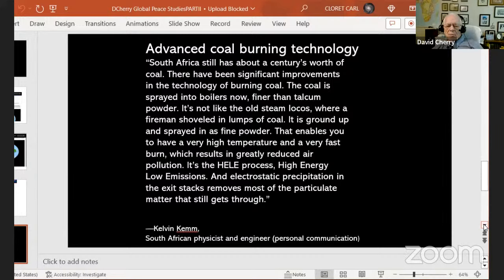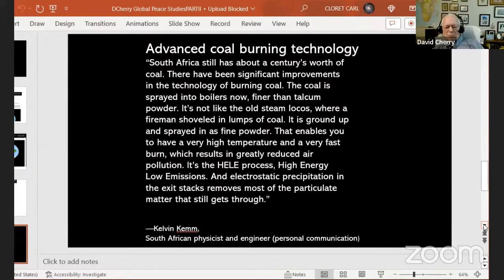I'll just read this. South Africa still has about a century's worth of coal. There have been significant improvements in the technology. The coal is sprayed into boilers now, finer than talcum powder. It's not like the old steam locos where a fireman shoveled in lumps of coal. It's ground up and sprayed in as a fine powder.